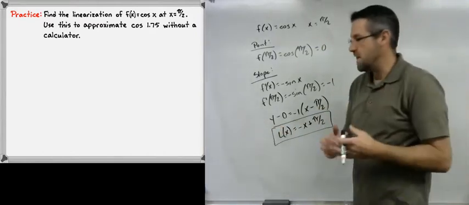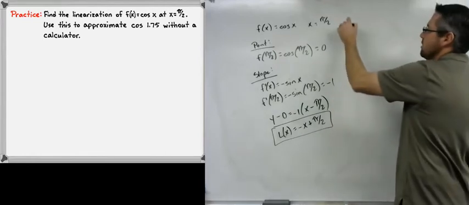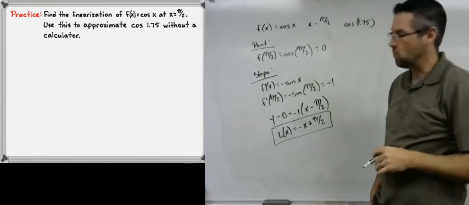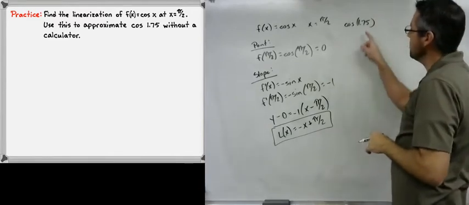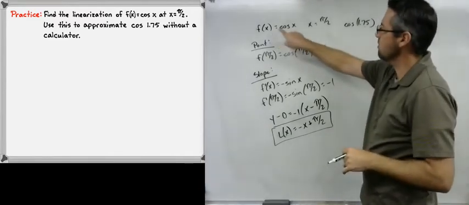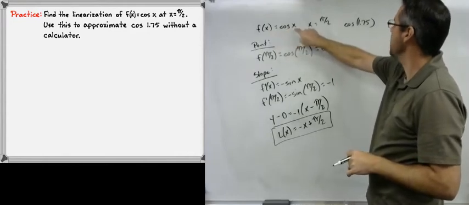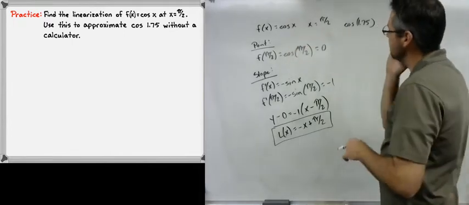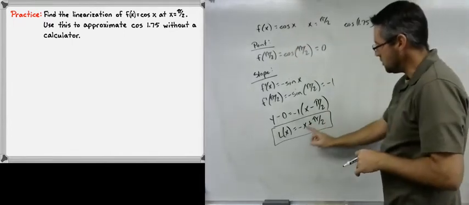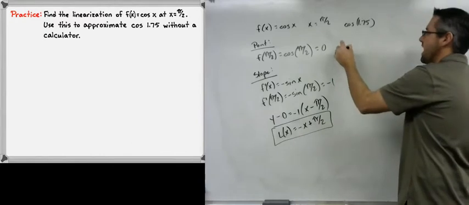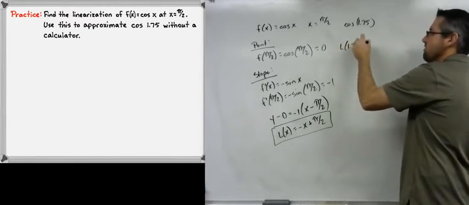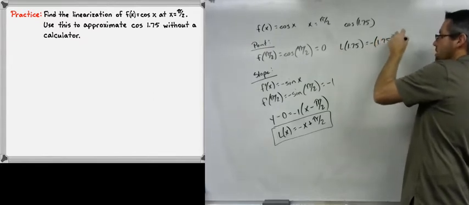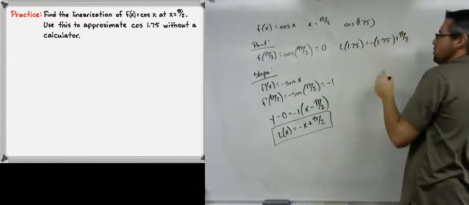Now I want to use that to approximate cosine of 1.75. That's my ultimate goal. Notice, what am I replacing? From the original function, I'm replacing the x in cosine of x with 1.75. Since I don't know the cosine of 1.75 directly, I can use my tangent line and ask, what is L of 1.75? That would be negative 1.75 plus pi over 2.